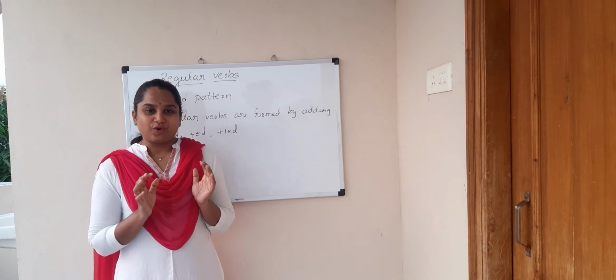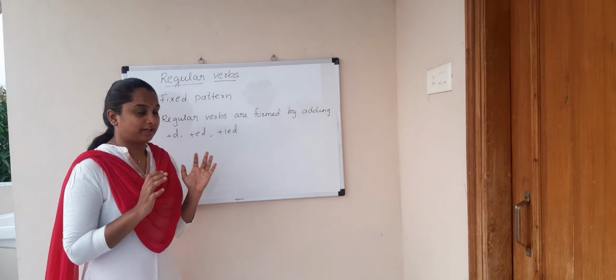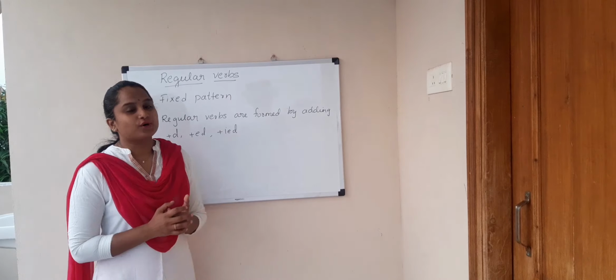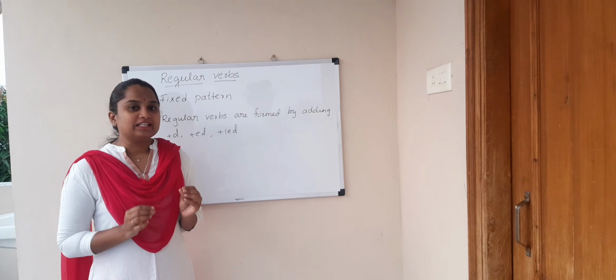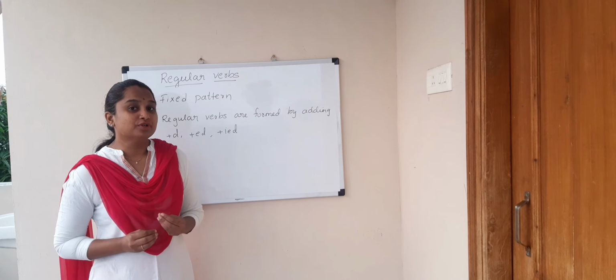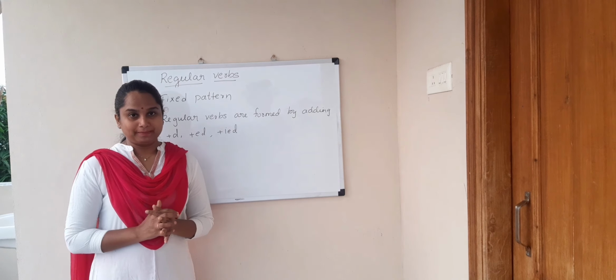Let's revise what we have learned about regular verbs just now. So regular verbs have a fixed pattern. Regular verbs are formed by adding d, ed, ied to the base form when we convert them into simple past form and past participle form.